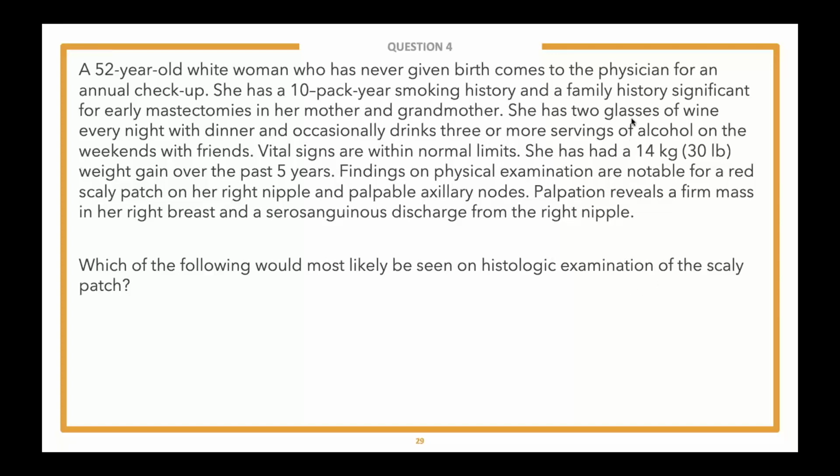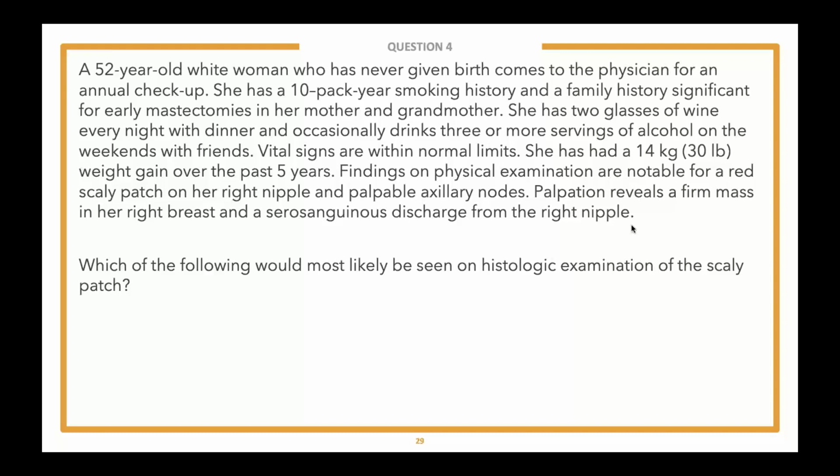All right, I see the responses coming in. Let's go ahead and read that vignette. A 52-year-old white woman who has never given birth comes to the physician for an annual checkup. She has a 10-pack year smoking history and a family history significant for early mastectomies in her mother and grandmother. She has 2 glasses of wine every night with dinner and occasionally drinks 3 or more servings of alcohol on the weekends with friends. Vital signs are within normal limits.